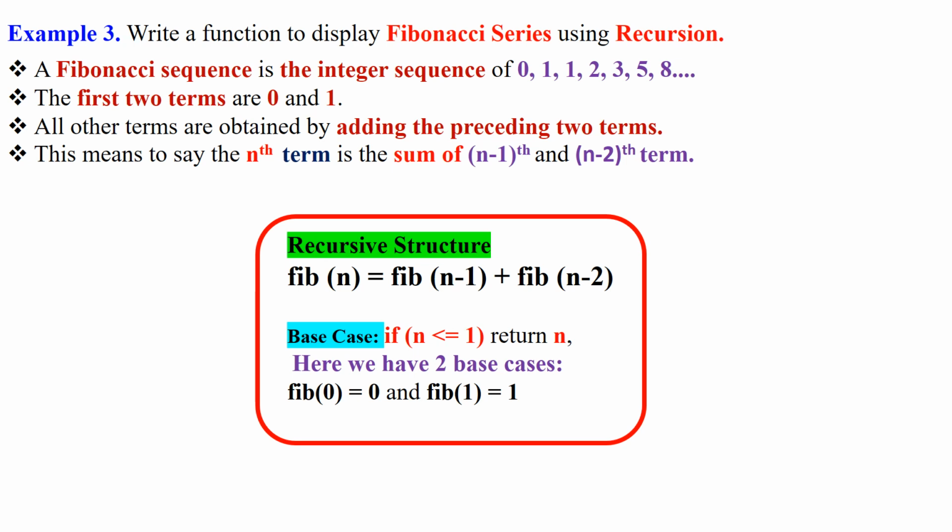Base case, if n less than or equal to 1, return n. We have two base cases. Fib of 0 equals 0 and fib of 1 equals 1. These base cases handle the scenario when n is 0 or 1, and they directly return the corresponding Fibonacci numbers 0 and 1, respectively.